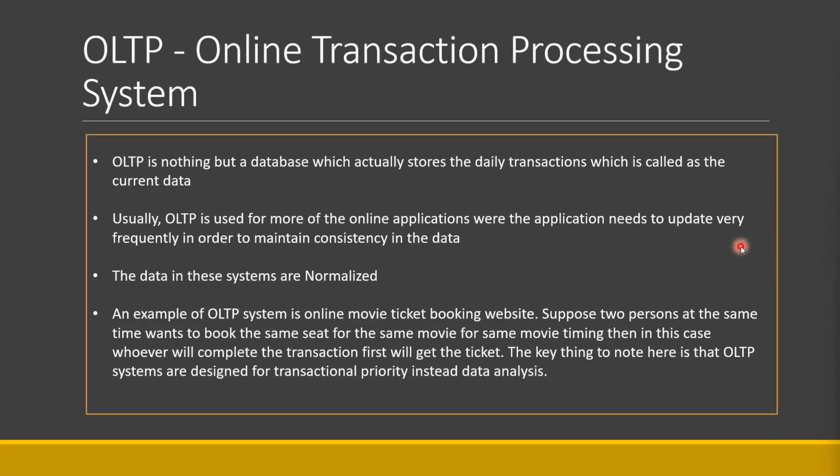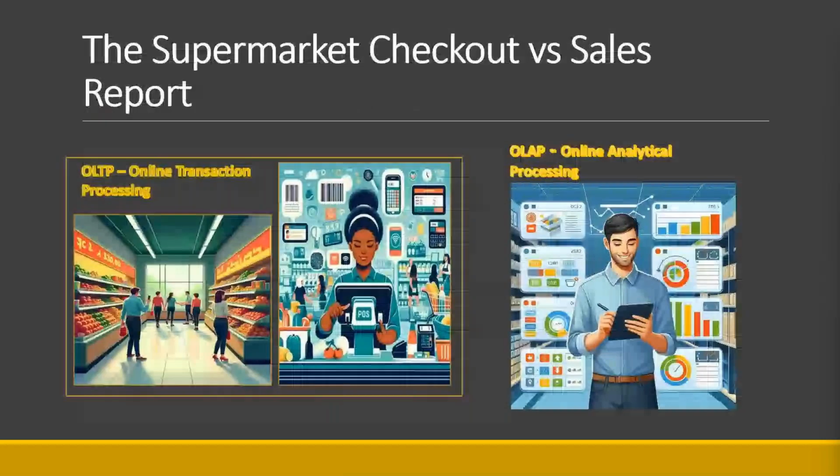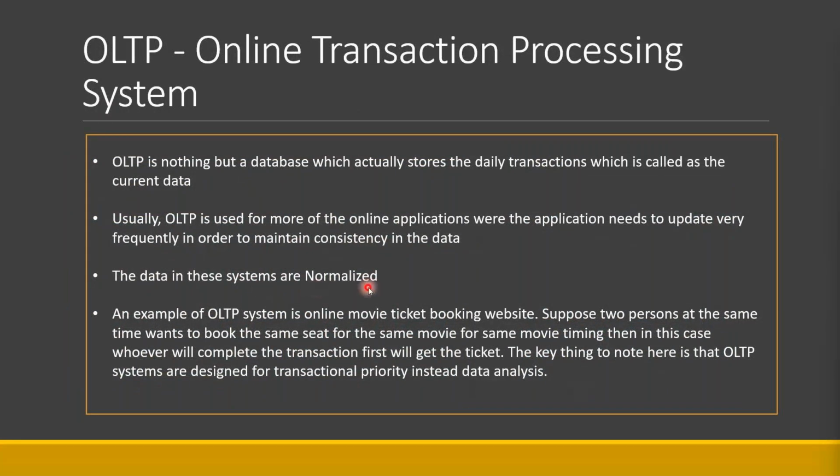So always this data will be normalized. When I say normalized, here I will show this picture again. So here you are seeing only one customer's information. If the same customer is placing a different order, then that will be again a new entry in this table, right? But what about here? All the information based on a particular date, region, and category is summarized. So that is the difference. So normalization means everything will be simple and it will not be summarized.